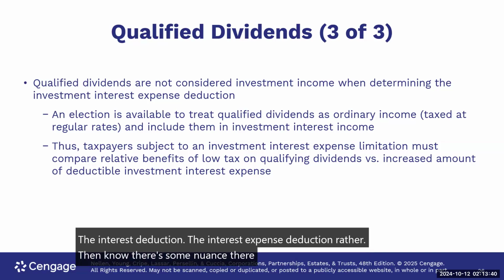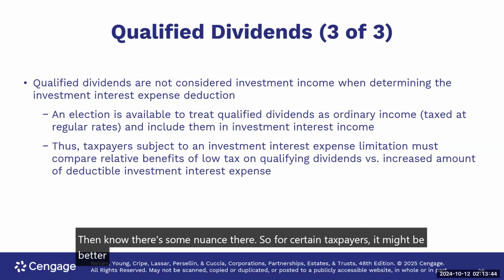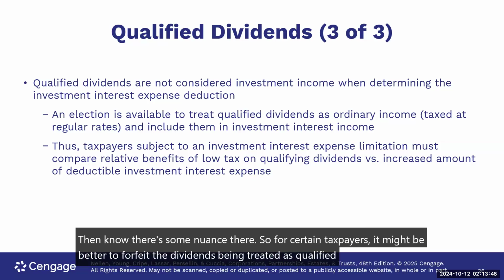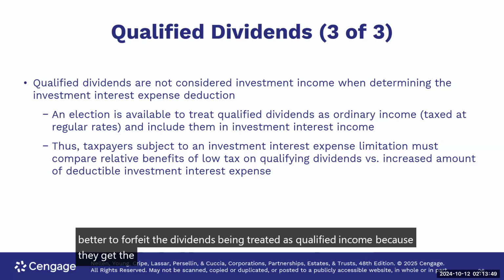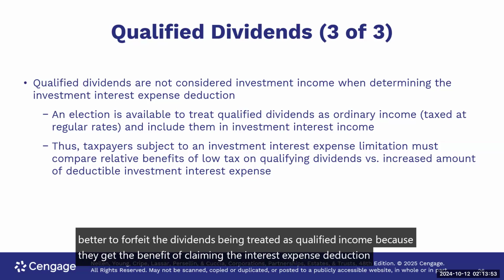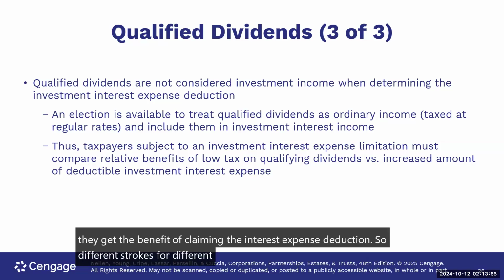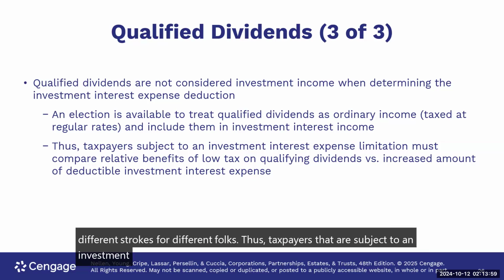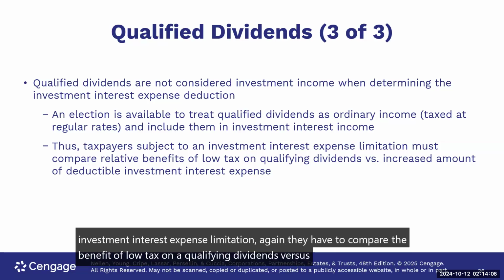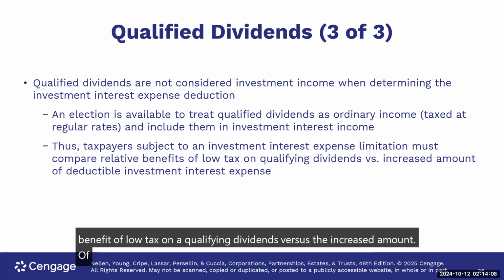So for certain taxpayers, it might be better to forfeit the dividends being treated as qualified income because they get the benefit of claiming the interest expense deduction. So different strokes for different folks. Thus, taxpayers that are subject to an investment interest expense limitation, again, have to compare the benefit of low tax on the qualifying dividends versus the increased amount of deductible investment interest expense.